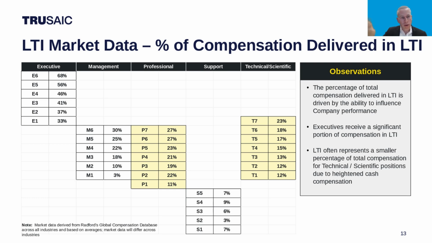But even at lower levels of the organization for the executive population, you still see 30 to 45% delivered in LTI. And you see that cascade also through to the top levels of management, professional, technical, scientific, as they have a tremendous impact on what overall performance is. And then lower in the organization, you just generally see more of an emphasis on cash compensation and a bit less on LTI.